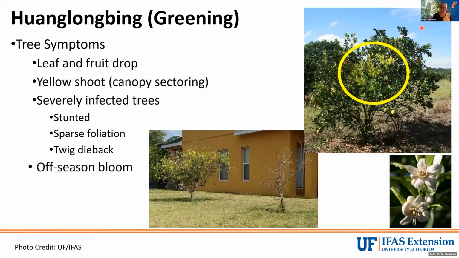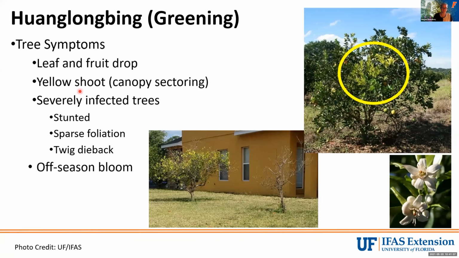Tree symptoms, you get a lot of leaf and fruit drop on badly affected trees. These are actually some very sad looking trees from my neighborhood. And you can see this one has finally died in the last year, but this is a typical example of what you see in the home landscape if these trees are not carefully managed.